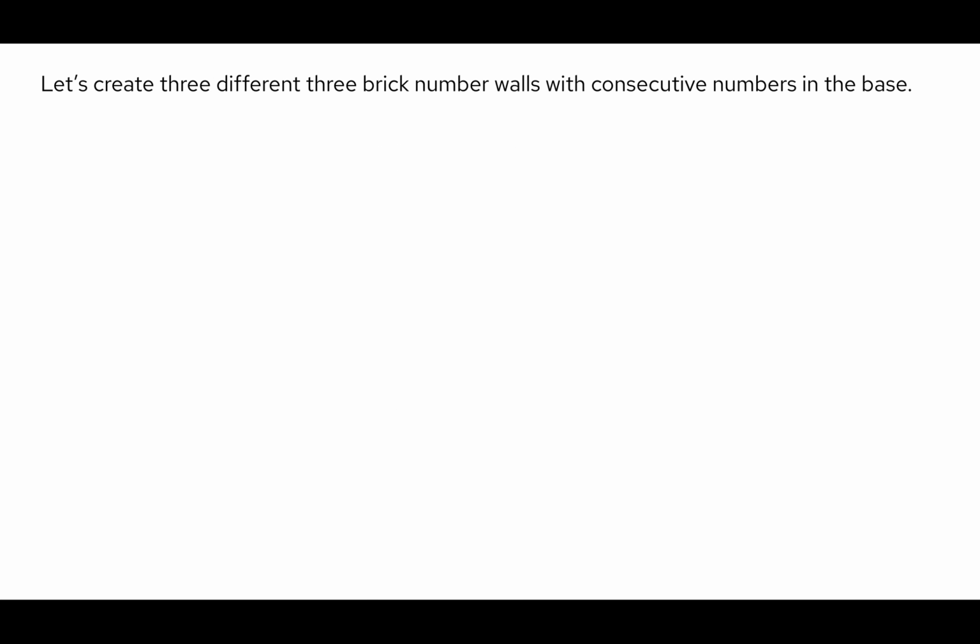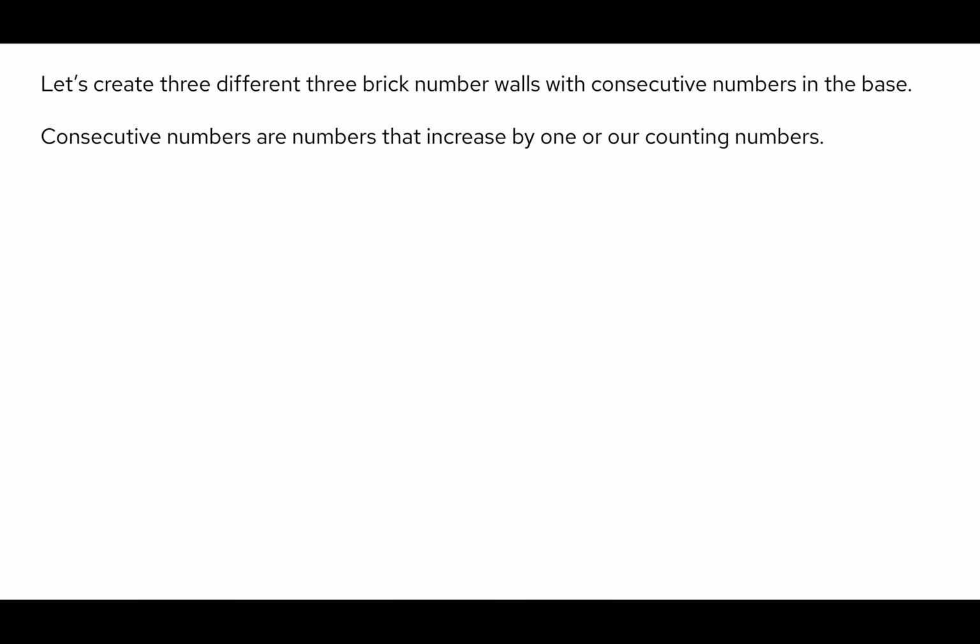Now we're going to create three different 3-brick number walls, but this time we're going to use consecutive numbers in the base. Notice that I keep changing the base. First, we used the base where it was the same number. Then I gave you 3 numbers to use. And now consecutive numbers. Just a reminder that consecutive numbers increase by 1, or we call them our counting numbers: 1, 2, 3, 4, 5, 6, 9, 10, 11.